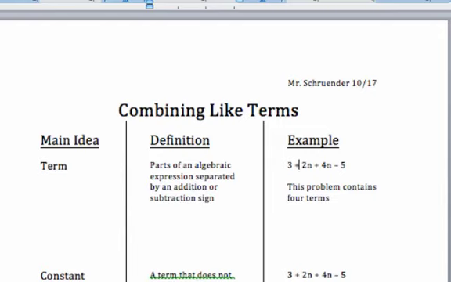So you can see this is my addition sign. This 3 right here would be its own term, okay? As would 2n, 4n, and the number 5. All right, those are 4 terms. So this problem contains 4 terms total.